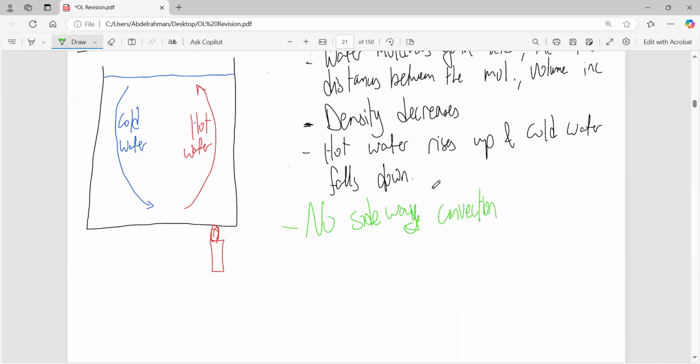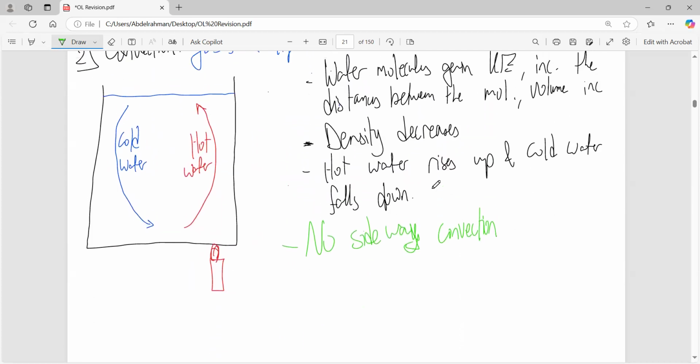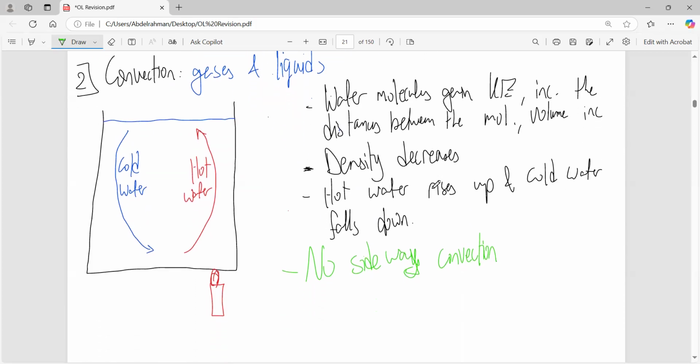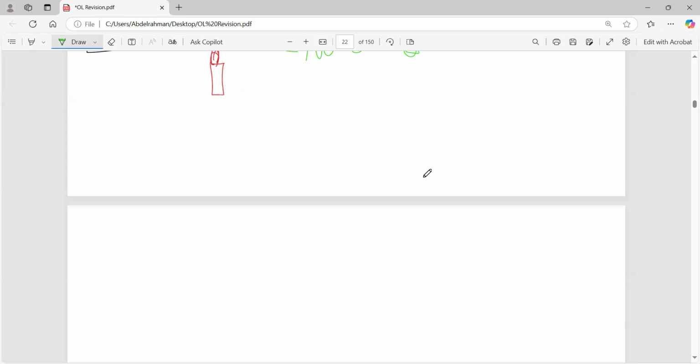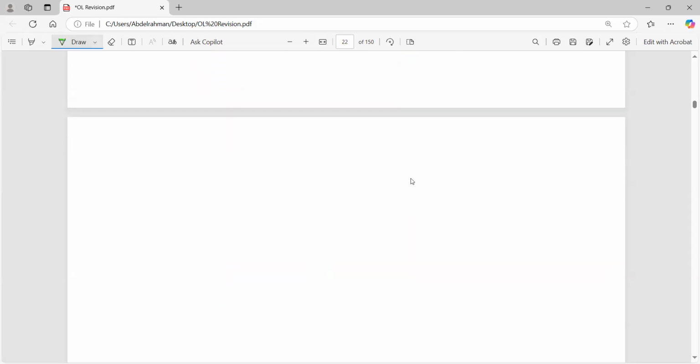That's it. Convection is easy. It comes a lot. We have a lot of questions regarding convection. It's quite interesting. The last one is radiation.